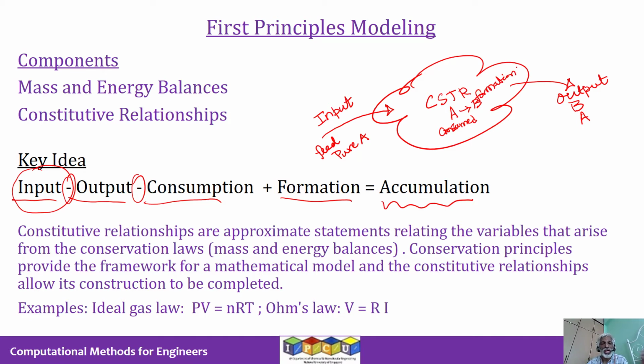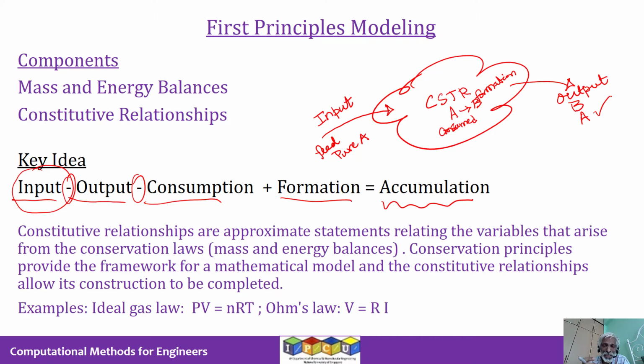So if you write the equation for A, let's say you're tracking species A, it is going to come in the input. It is going to come in the consumption term. A is not formed within the reactor, so A will not be featured in the formation term. A will also feature in the output term because there could be some unreacted A that goes out.